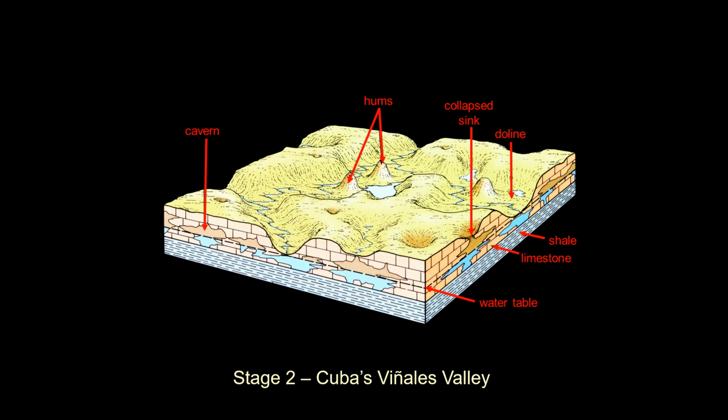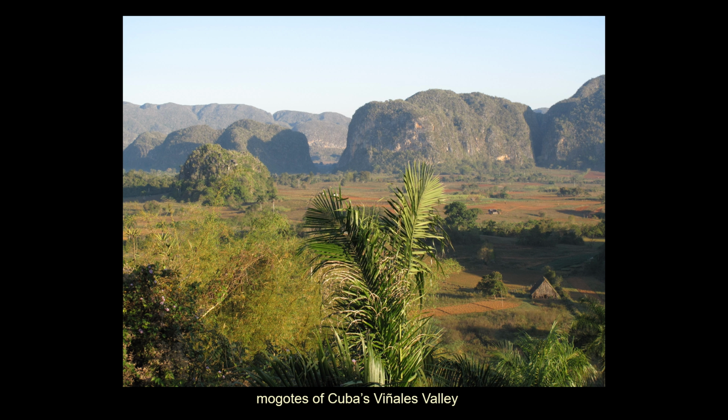Stage two is similar to Cuba's Vinales Valley, and I'll show you an example of that in a picture in a second. But these hums or magotes are left as high objects. So you see the higher places here are those remnant landscapes like the hums, and the sinkholes have coalesced, and as they've joined together, river valleys have formed, and so you have this intermediate landscape that's halfway between the sinkhole covered landscape represented by Kentucky and the one in China that we'll look at in a moment. Here's the magotes of Cuba's Vinales Valley.